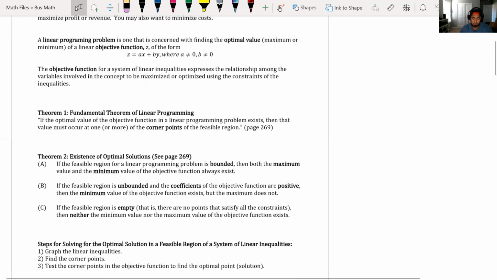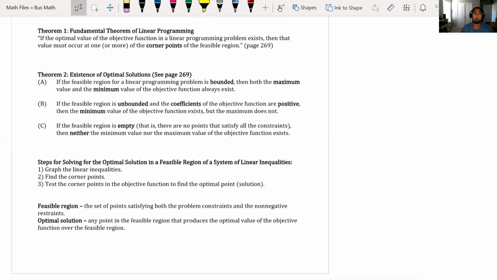All right. A couple of theorems before we get started. Theorem 1, if the optimal value of the objective function in a linear programming problem exists, then the value must occur at one or more of the corner points. Again, we're going to take the corner points, the intersection points from our inequalities, and plug them into the objective function. Theorem 2, the existence of optimal solutions.